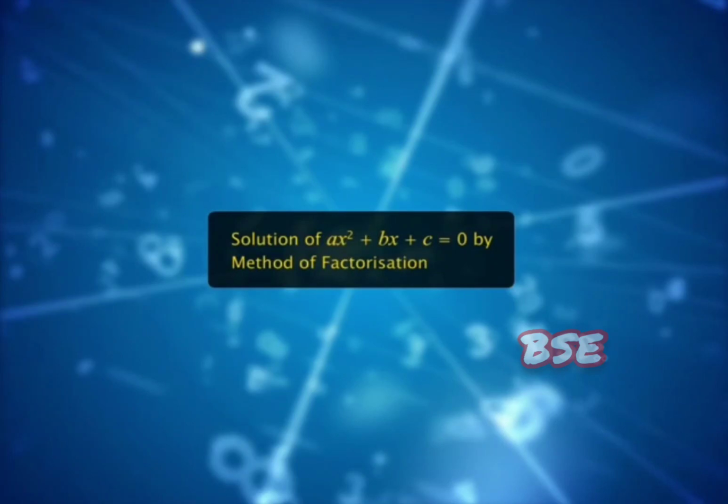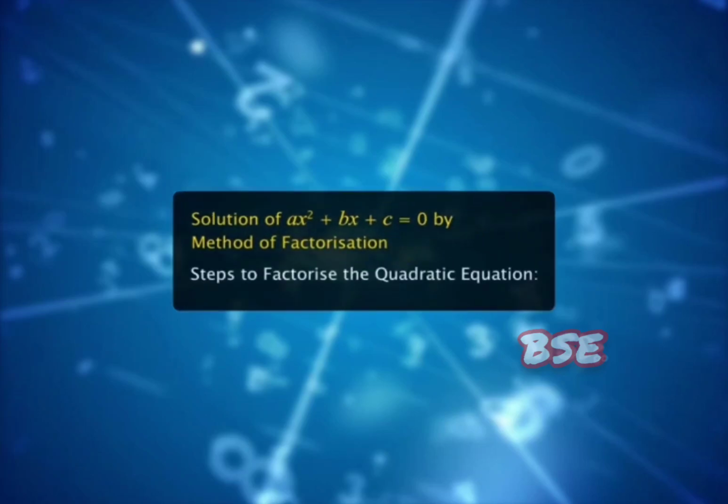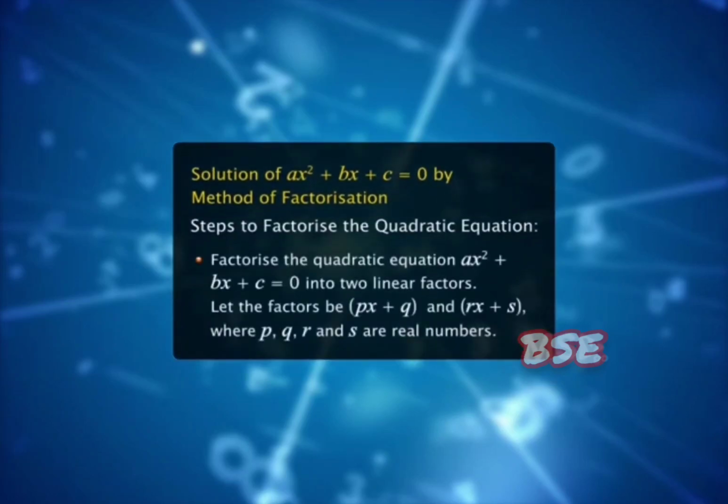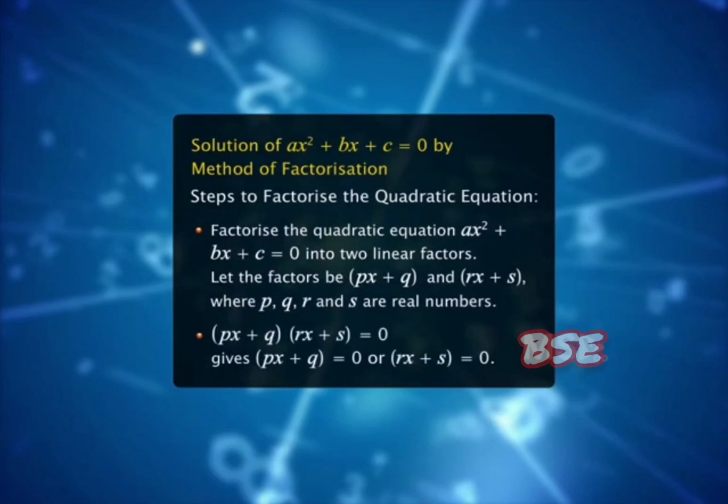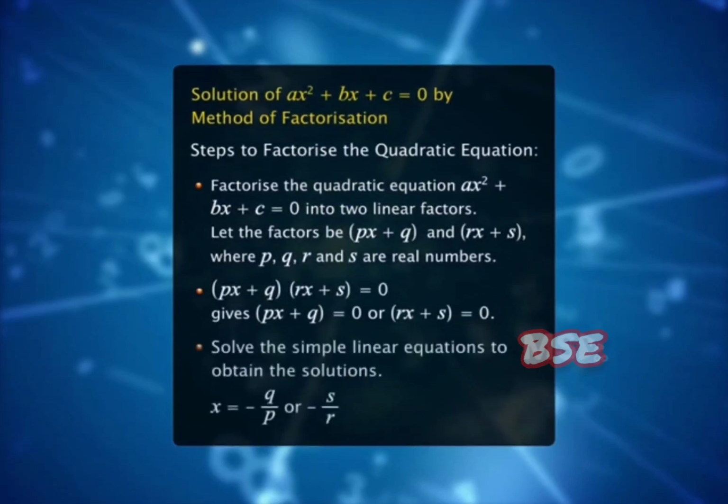Let's look at the steps to be followed to find the solution of this quadratic equation. Factorize the quadratic equation ax squared plus bx plus c into 2 linear factors. We know that the product of 2 numbers is 0 if either of the 2 or both the numbers are 0. So, we equate each of the factors to 0 and solve the simple linear equation to obtain the solutions.